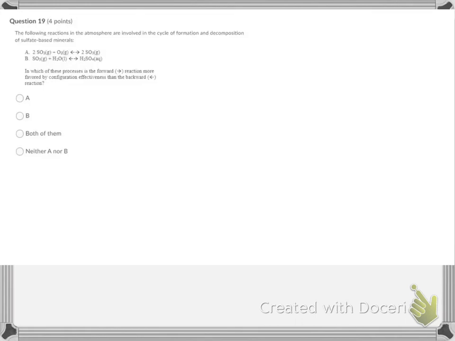Okay, so here we have a configuration effectiveness problem. We want to know in which direction these reactions are going fastest, and to select which one has the forward direction going fastest. Okay, so in A we have 3 gas particles going to 2 gas particles in the forward direction, and in B we have 1 gas particle going to 0 gas particles in the forward direction.